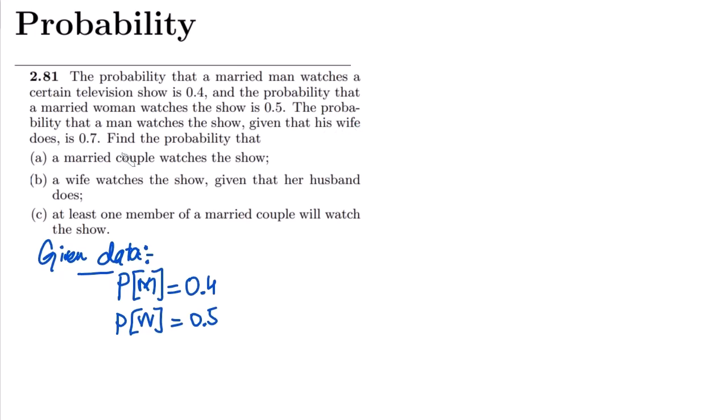The probability that a man watches the show given that his wife does is 0.7. So this is basically the probability that a man watches the show given that his wife watches, which is 0.7. Okay, what do we have to find out? Find the probability that, and we have three options here which I want to find out, so let me write them with this color. The required things here are, A, I want to find out a married couple watches the show.